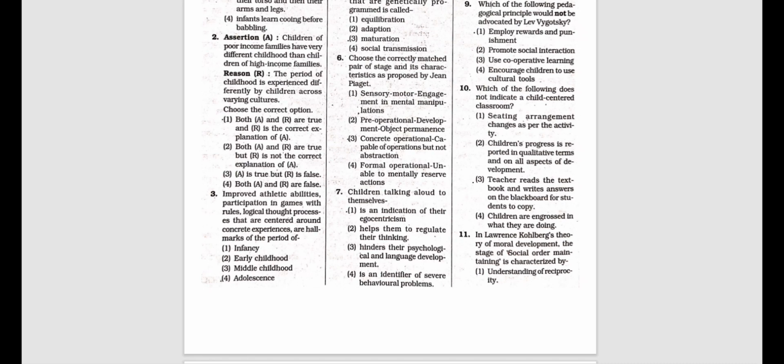So question number 2 says assertion and reason. Children of poor income families have very different childhood than children of high income families. So it says that children coming from poor families have a different type of childhood as compared to the rich families. The reason is that the period of childhood is experienced differently across varying cultures.